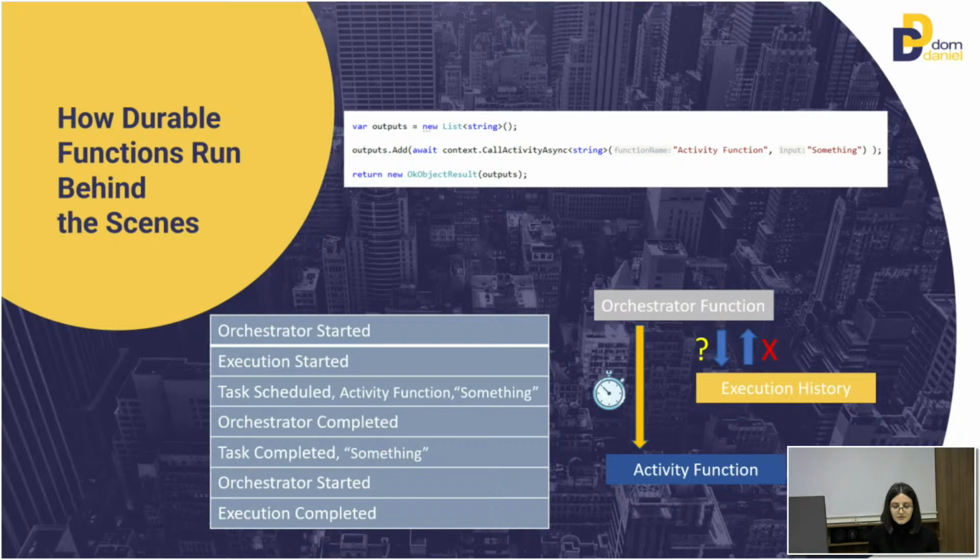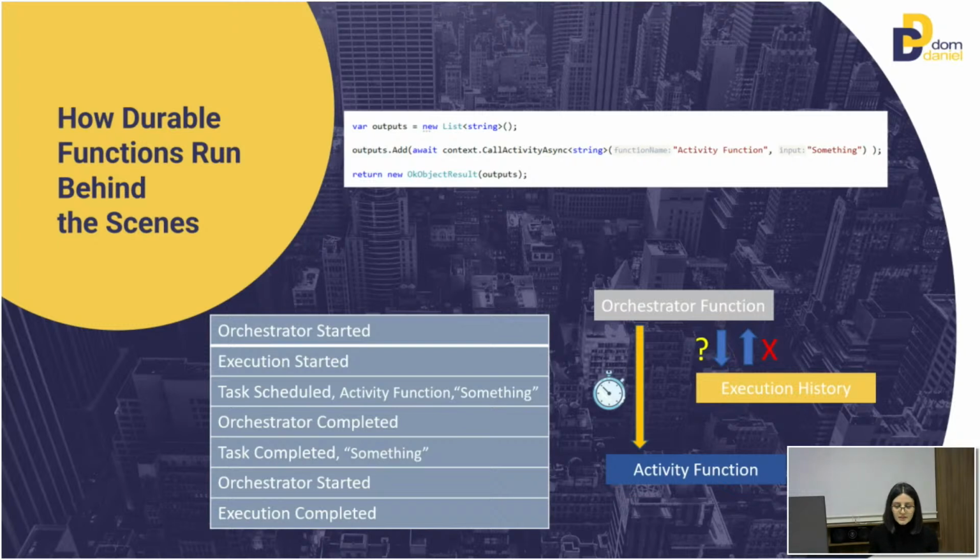It will run the first line of code, and so it creates a new list, and it's going to see this await keyword. And when it sees this await keyword, here comes the execution history. The first thing it's going to do is look at the execution history to see, has it already done this action? And if it hasn't, the orchestrator will call that activity function, and then the orchestrator will go to sleep. It will scale to 0.